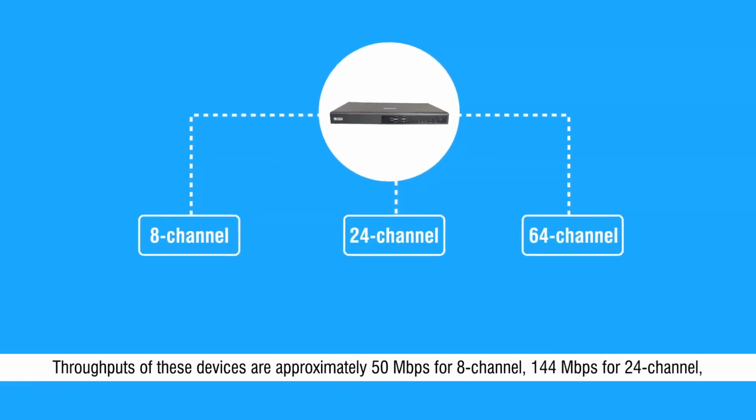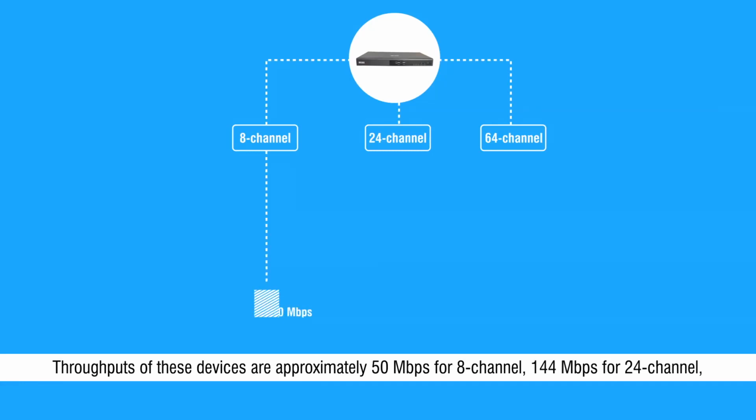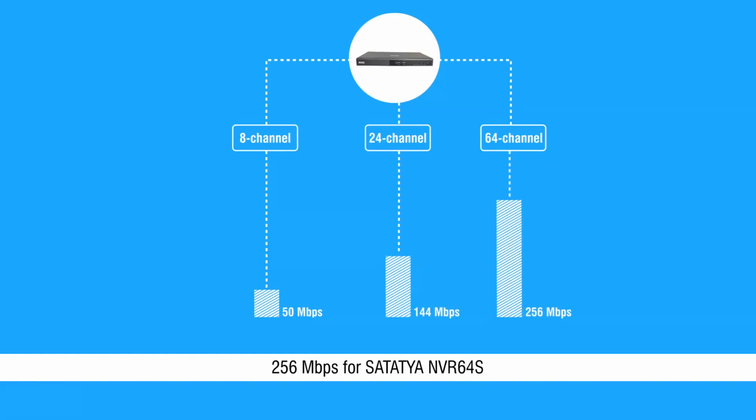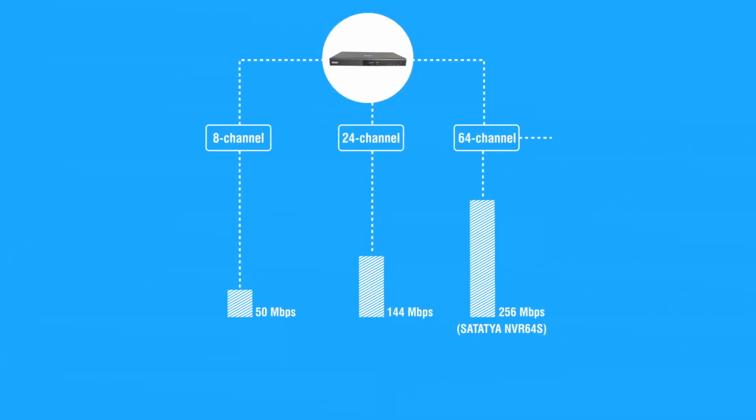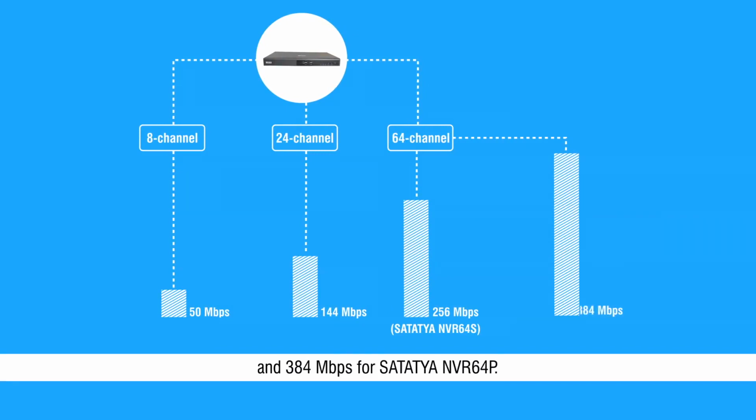Throughputs of these devices are approximately 50 Mbps for 8 channel, 144 Mbps for 24 channel, 256 Mbps for Satatya NVR64S and 384 Mbps for Satatya NVR64P.